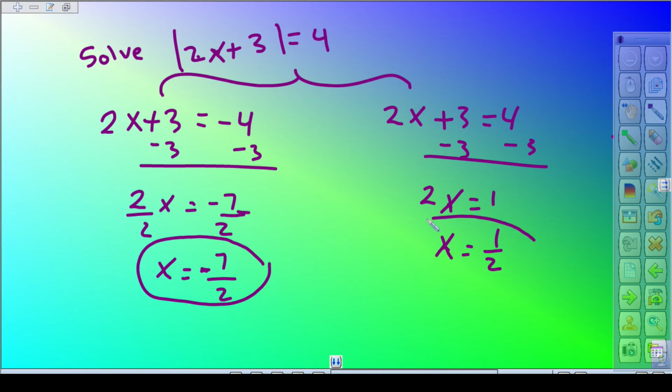Remember, we said the word or is either this or that. There's an or here. So that's what you do when you have absolute value equals a number. You split into two different cases. One is the negative of that number, one is the positive of the number. Remember, what you're saying is that what's inside the gift box is equal to that amount, okay? Don't forget that.